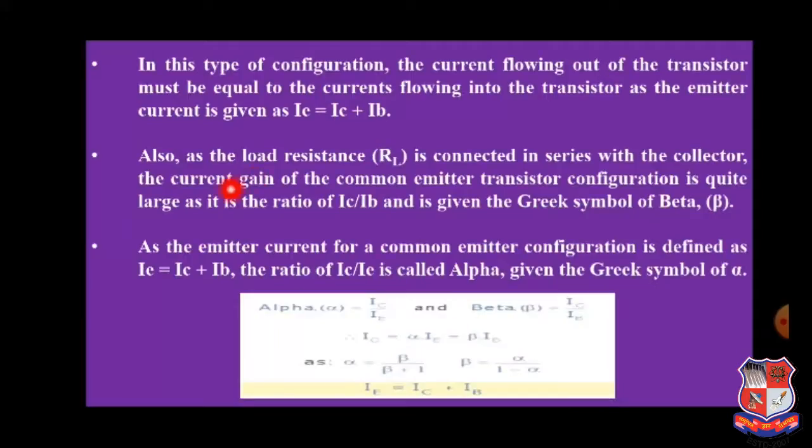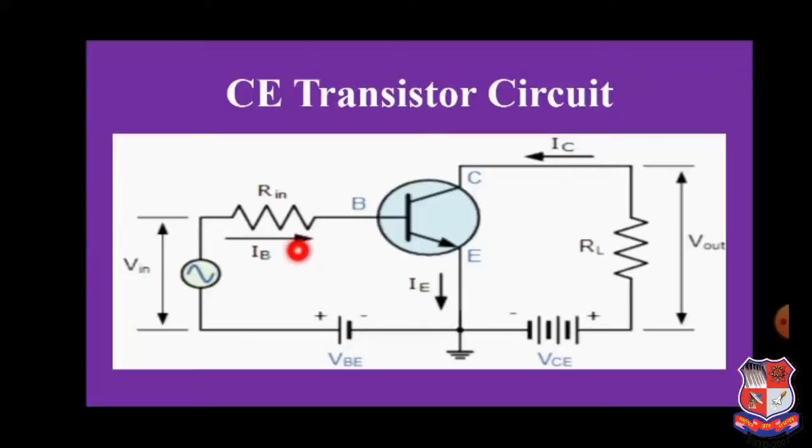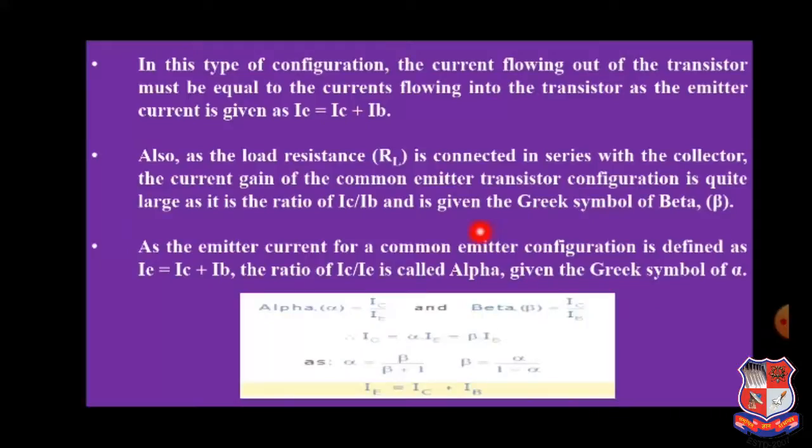Also, as the load resistance RL is connected in series with the collector, the current gain of the common emitter transistor configuration is quite large, as it is the ratio of IC to IB. That means output to input current, that is your current gain, which is given by the Greek symbol beta. As we have seen earlier in the case of CB configuration, here for the current gain we will utilize the symbol beta. So beta is nothing but IC upon IB.